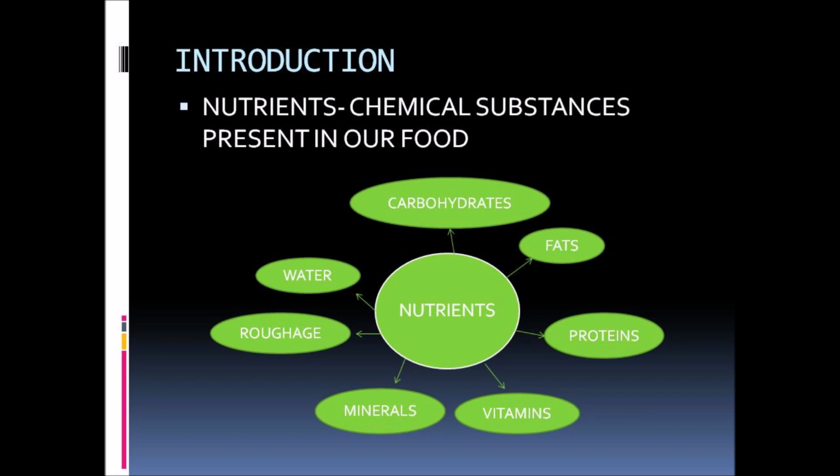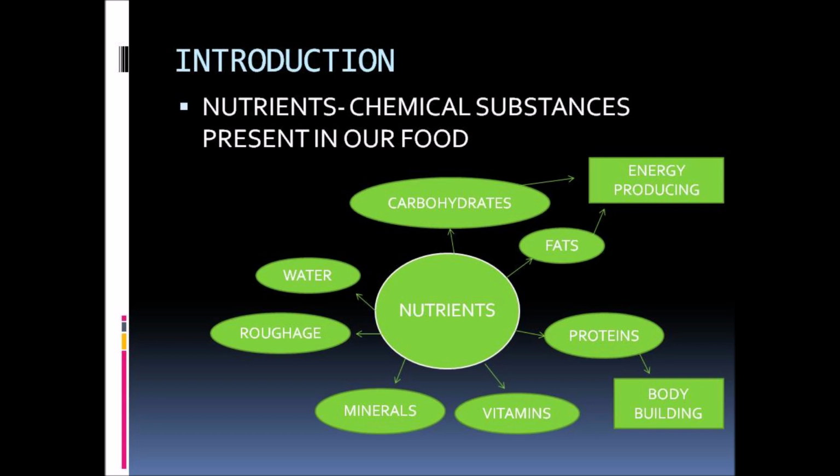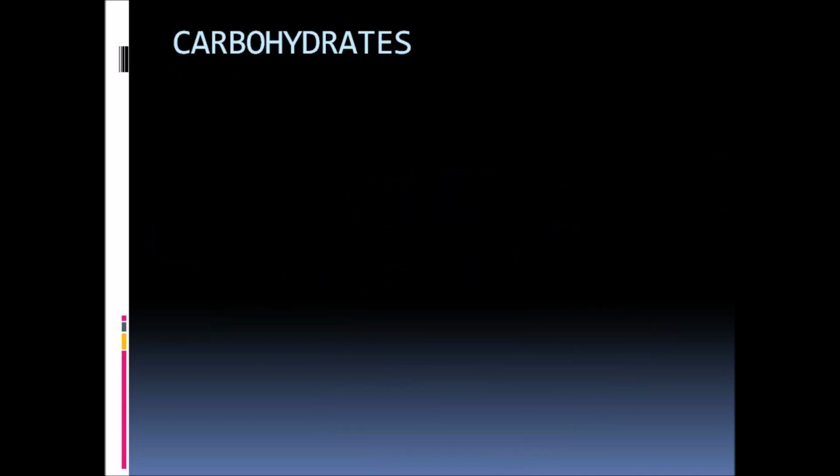The 5 nutrients can be put under 3 groups based on the role they play in our body. That is, the energy producing nutrients like carbohydrates and fats, the bodybuilding nutrient protein, and the nutrients that help in protection, that is, vitamins and minerals. Now let us learn about each nutrient a little in detail. To start off, we have the first nutrient, that is carbohydrate.